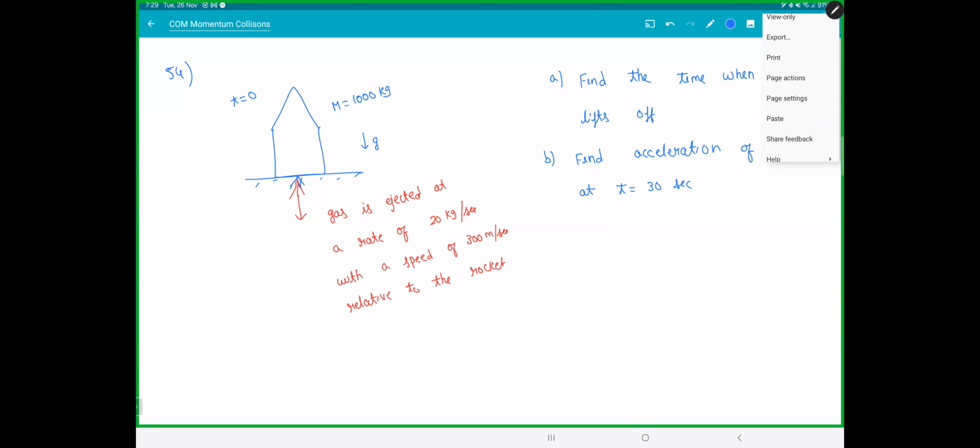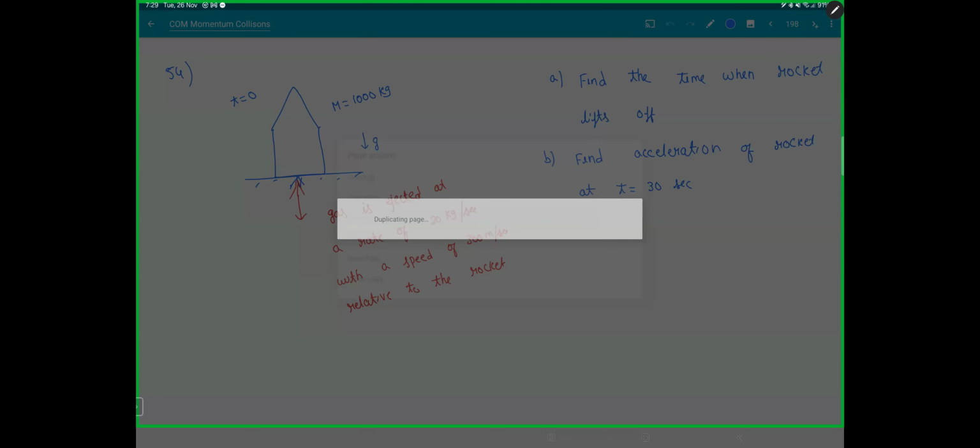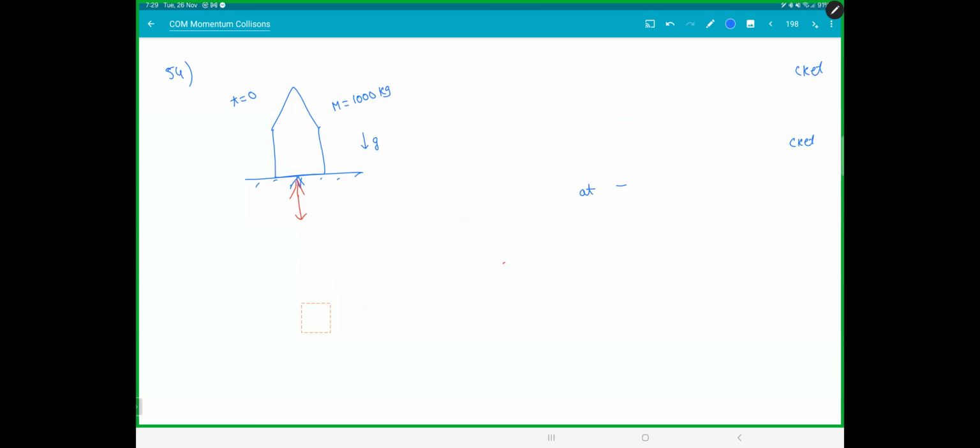Yeah, first was 20 seconds. So draw an FBD. If you look at the thrust force, this thrust force doesn't depend on time. So this guy was 300 into 20. So you're generating 6000 newtons and you have 1000 kgs. That means the weight is 10,000 newtons. You can't lift off.